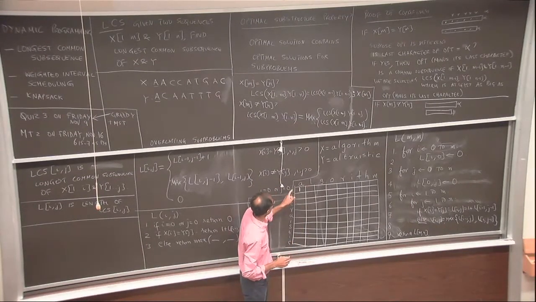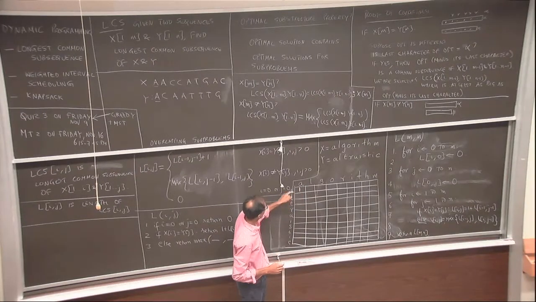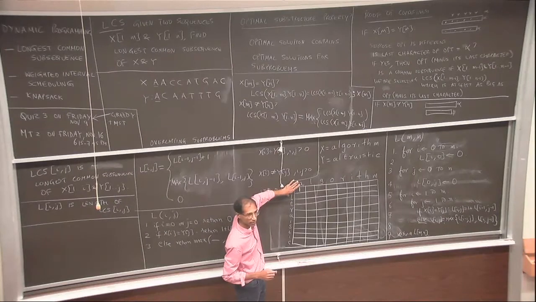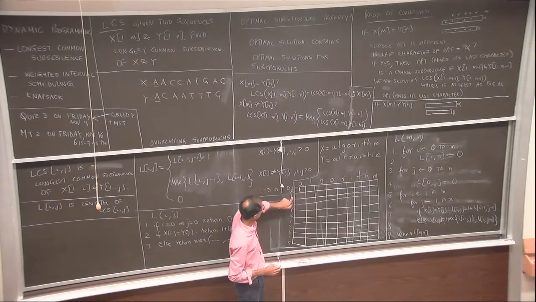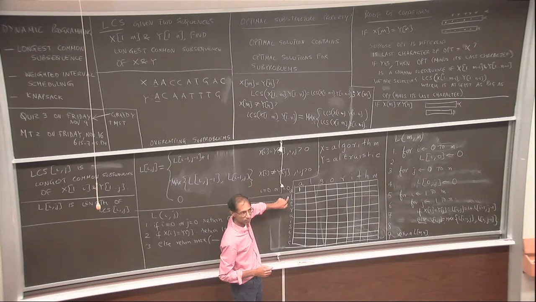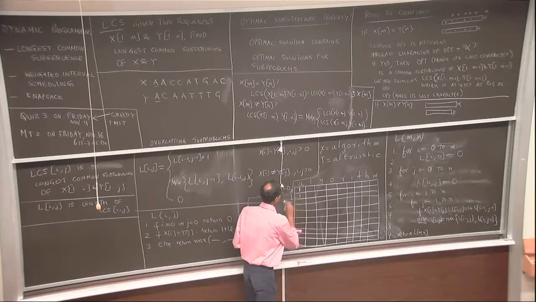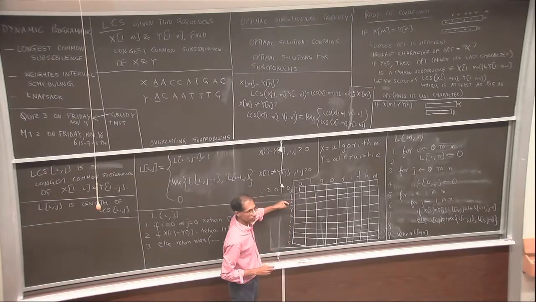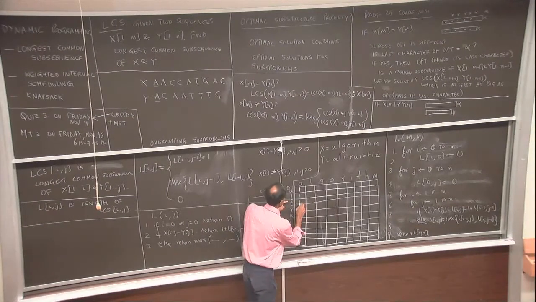When you compare, now let's say i equals 1, j equals 2. Now what do we do? We compare A and L. Are they the same? No. So you take the max of the above entry and the entry to the left, which is 1. A and T, are they the same? No. So take the max of this and this, which is 1. 1, 1, 1, 1, 1.